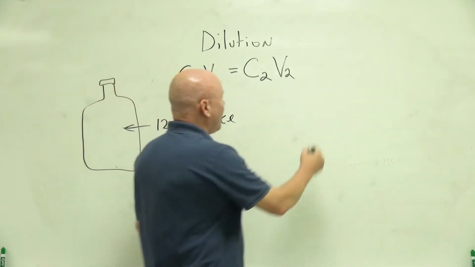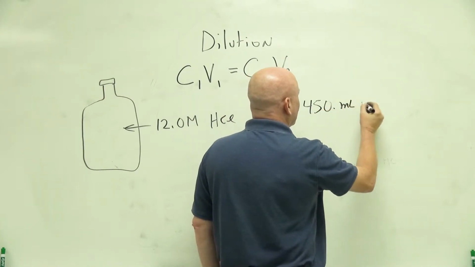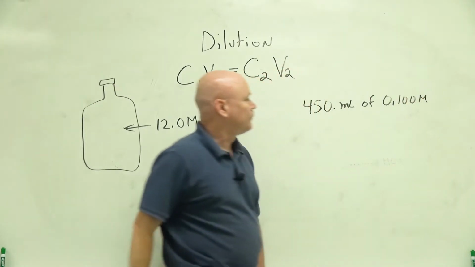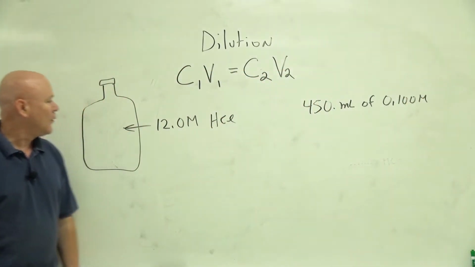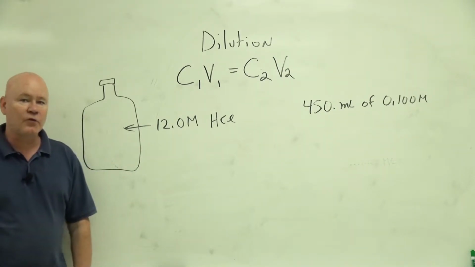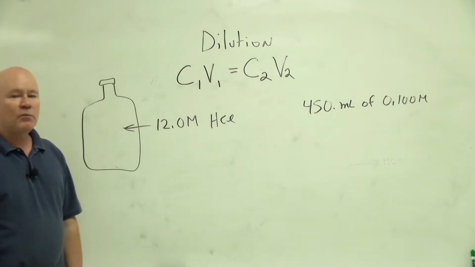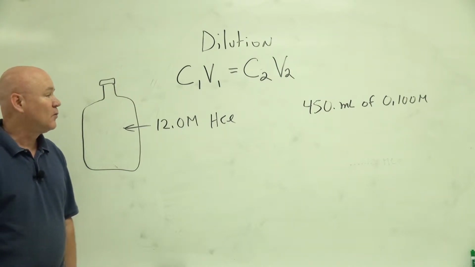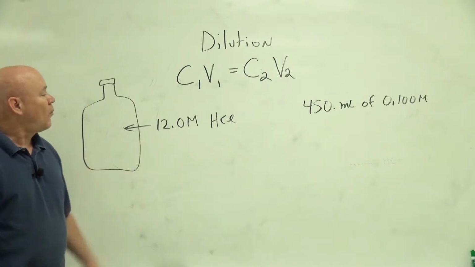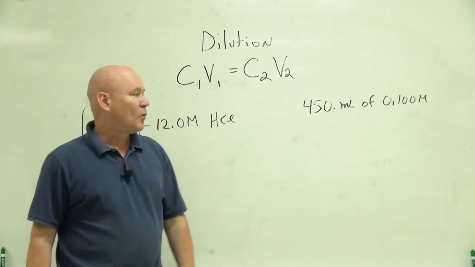And for lab, maybe we need 450 milliliters of 0.100 molar solution. That's how much we need for lab for that day. And so what we do is we go and we find our 12.0 molar concentrated HCl, hydrochloric acid, and we pull out a small quantity and we mix it in a beaker until we have 450 milliliters of solution. We add water. Now what I need to know is how much of this 12 molar HCl do I need so that I can dilute it out to 0.100 molar.